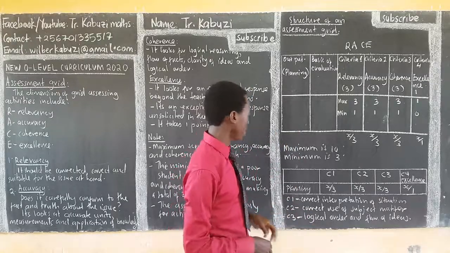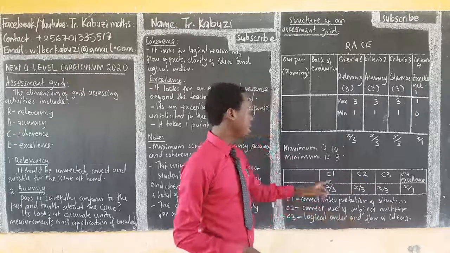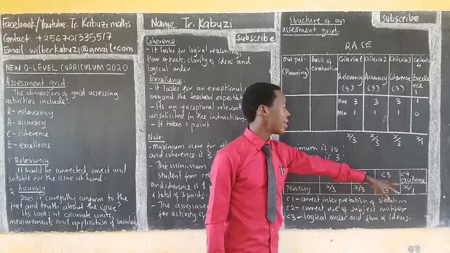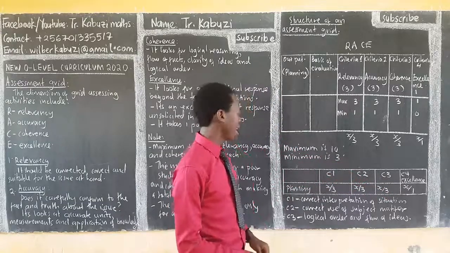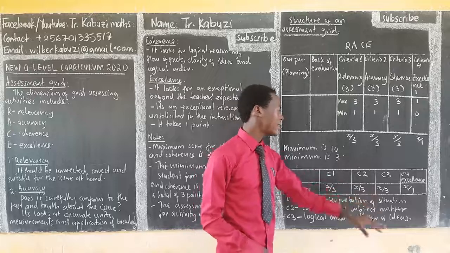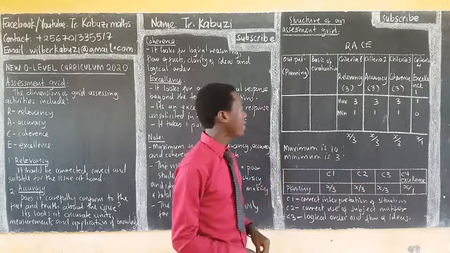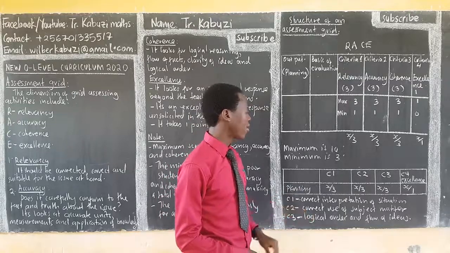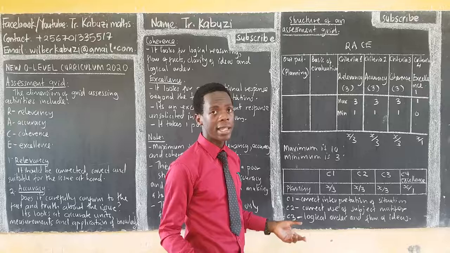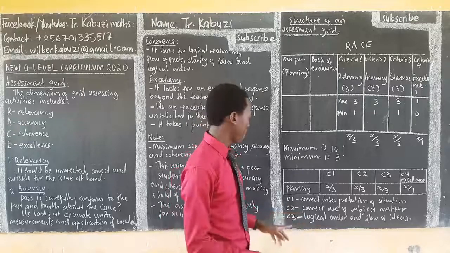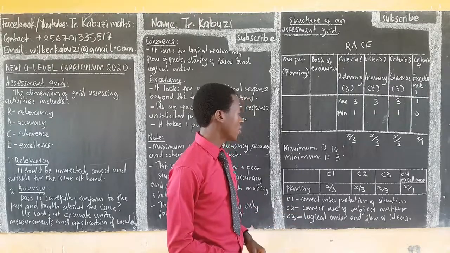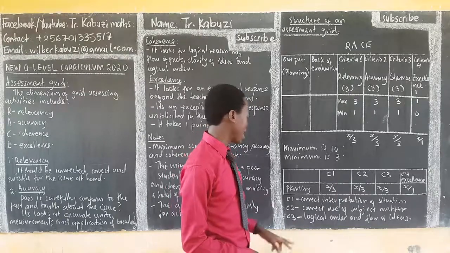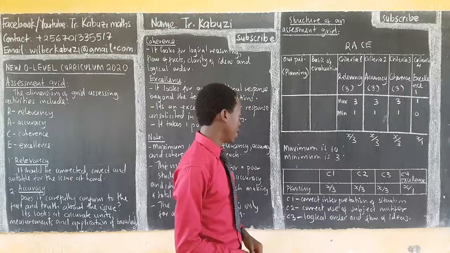Okay, this is now the summarized format: C1 for relevance, accuracy, coherence, then excellence. So that's the idea. This is x over 3, x over 3, x over 3. This is the summarized way you can give your assessment grade. Where C1 is the correct interpretation of the situation, the problem at hand or the question. Then C2 is the correct use of subject matter. Then C3 is the logical order and flow of ideas, which is the coherence.